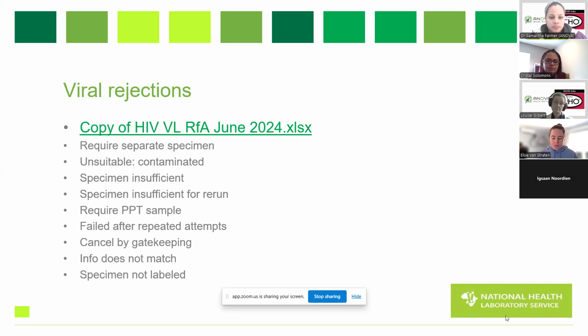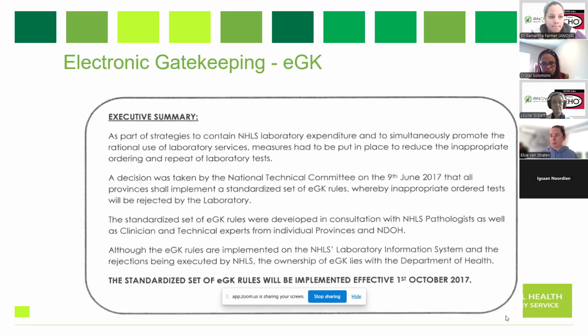But I wanted to start with, and I know Crystal mentioned it earlier, one of the more common reasons for rejection of viral load tests, which is gatekeeping. So what is gatekeeping? Gatekeeping is a policy by the Department of Health to reduce the number of inappropriate tests being ordered. Essentially, they don't want you to ask for a test on a patient today and then ask for the same test tomorrow and the same test the next day. It serves no clinical purpose, and so it is with viral loads.